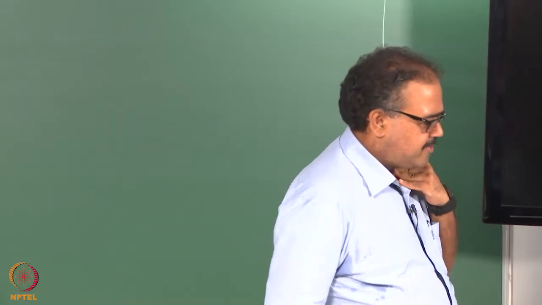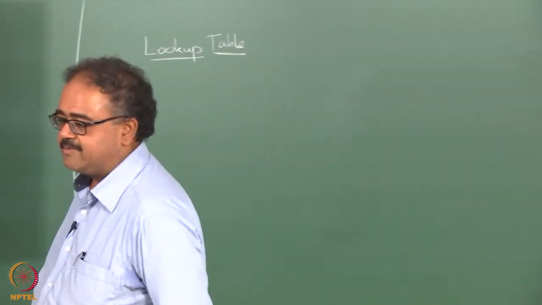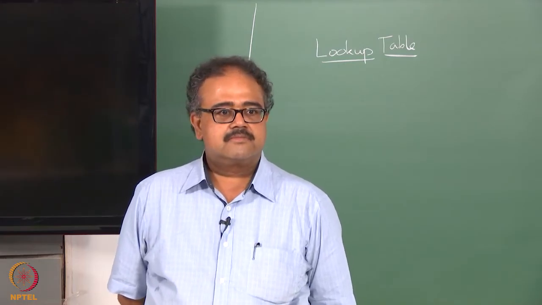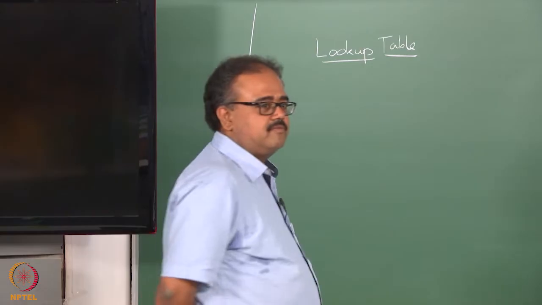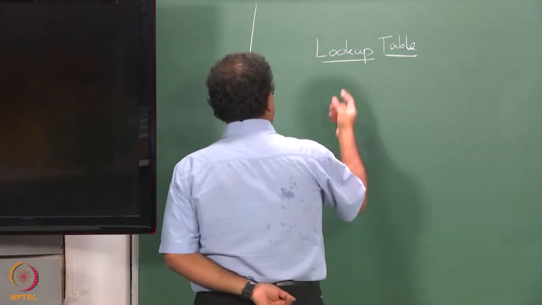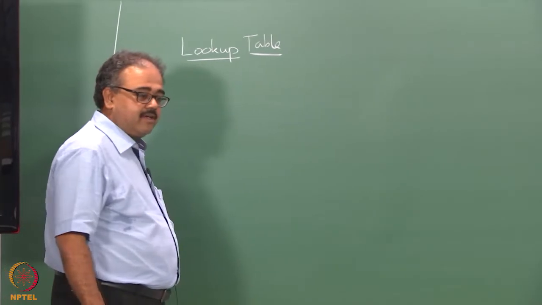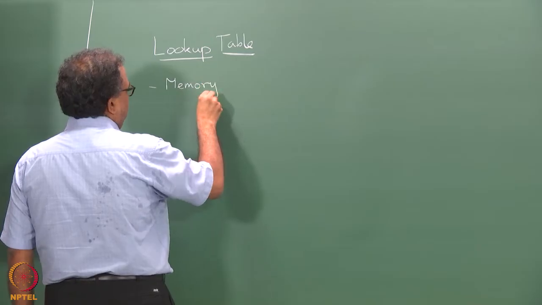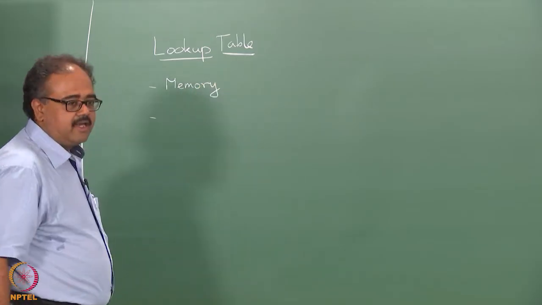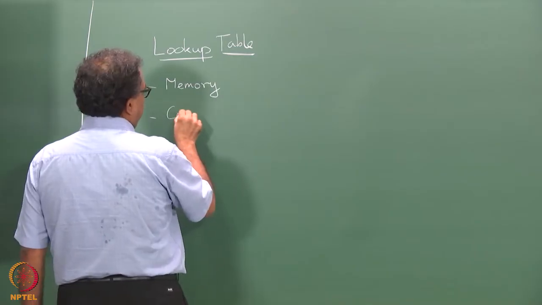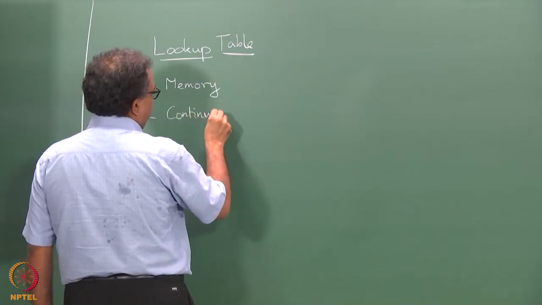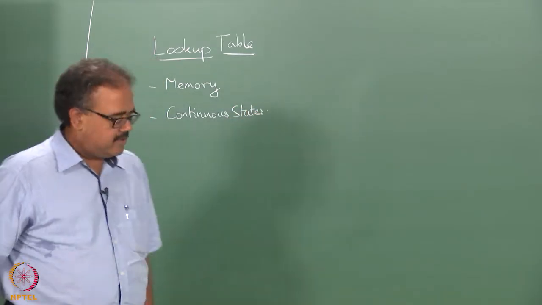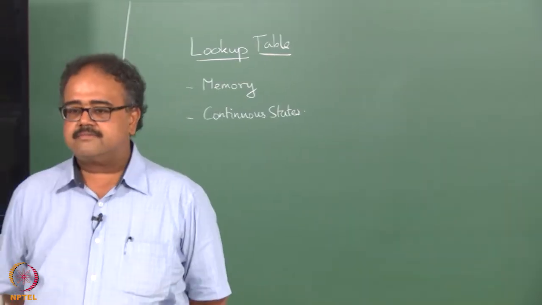So I have been looking at some kind of a tabular representation. What are the problems with this tabular representation? What are the drawbacks of using a lookup table? Are there any drawbacks? Memory, right. Yeah, good. For the time being, let us assume that, okay, we will come to this. So first question is memory. Next problem is handling continuous states. Right. Then anything else?